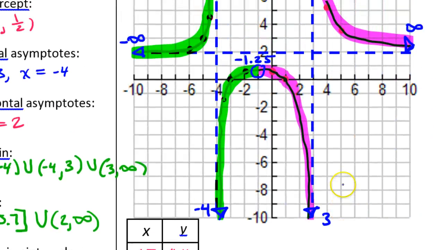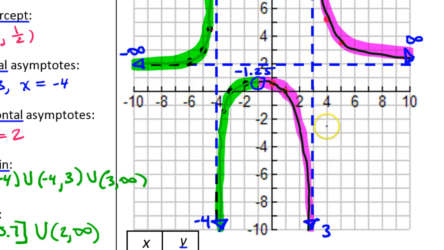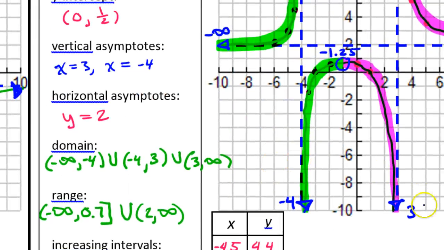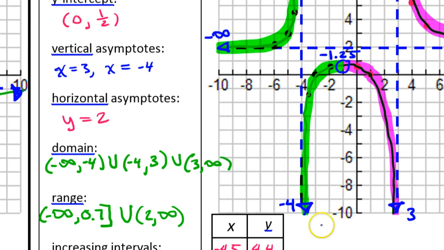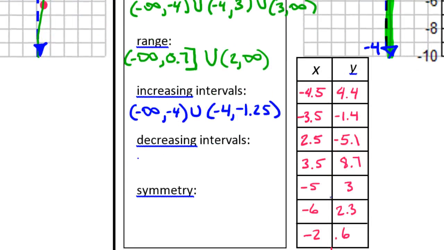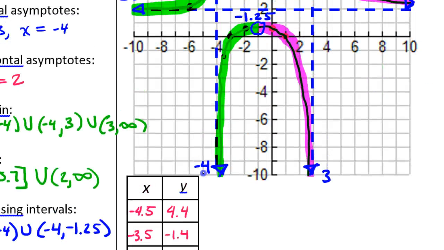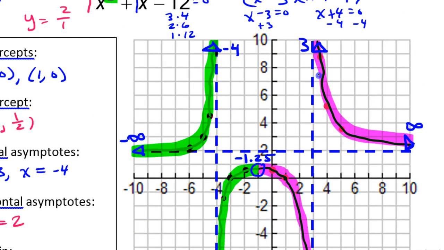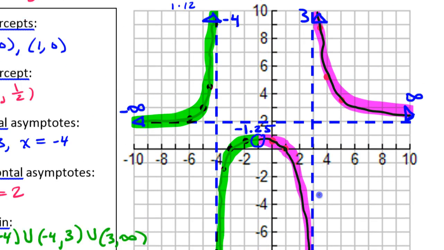Now I've got these pink zones, which are the decreasing intervals. This first one goes from negative 1.25 to 3. And my last decreasing interval goes from 3 to infinity.